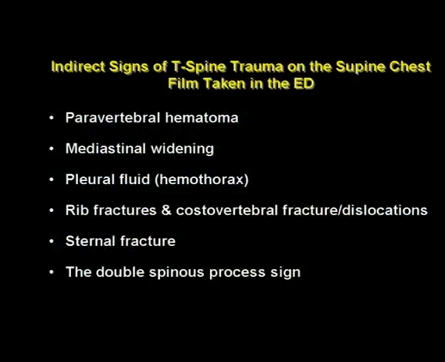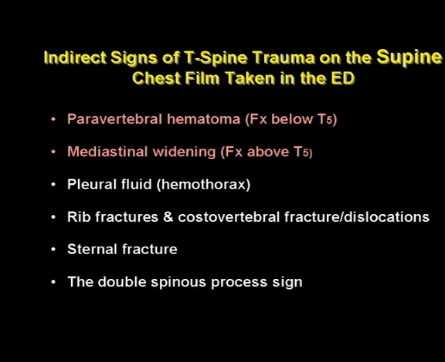Because we still do lots of chest radiographs in the emergency room, it is very important to look for indirect signs. This will help us in transporting the patient to the CT and things like that. Some of the findings are paravertebral hematoma, mediastinal widening, pleural fluid, hemothorax, rib fractures and costovertebral fracture dislocations, sternal fractures, and double spinous process fractures. All these are signs of thoracic spine injuries, and I'll show you examples of those.